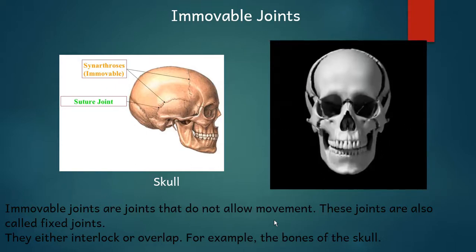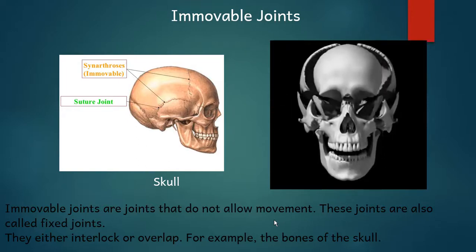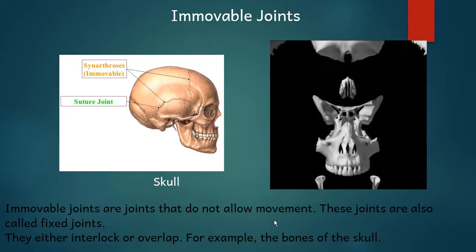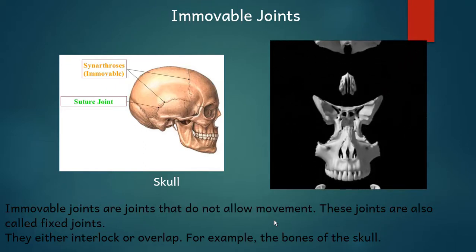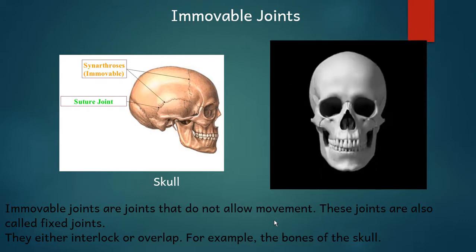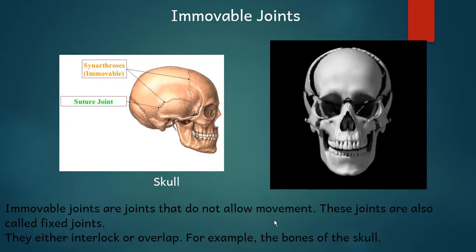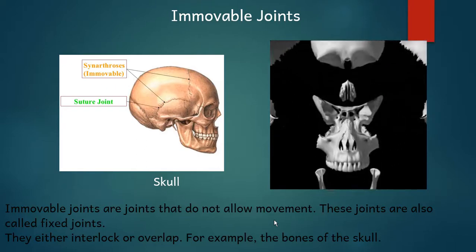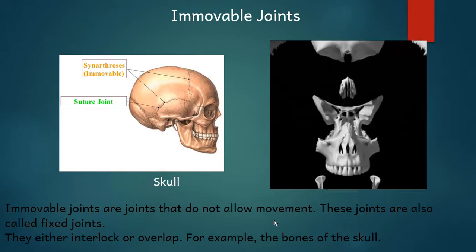They are also said to be fixed joints. They can neither interlock nor overlap. They cannot come one above the other. They cannot move at all; coming one above the other is secondary. So there is no movement, which is the example of an immovable joint, that is, the bones present in your skull region.